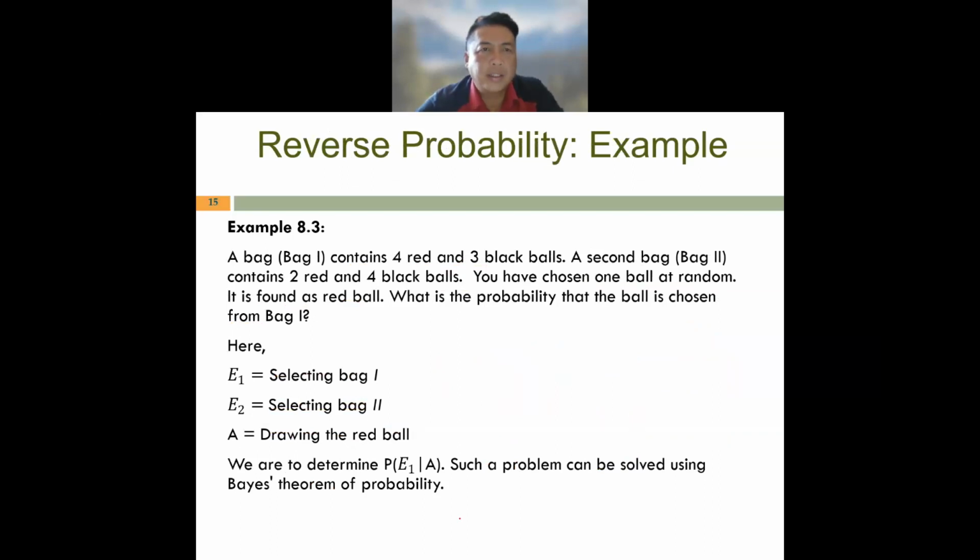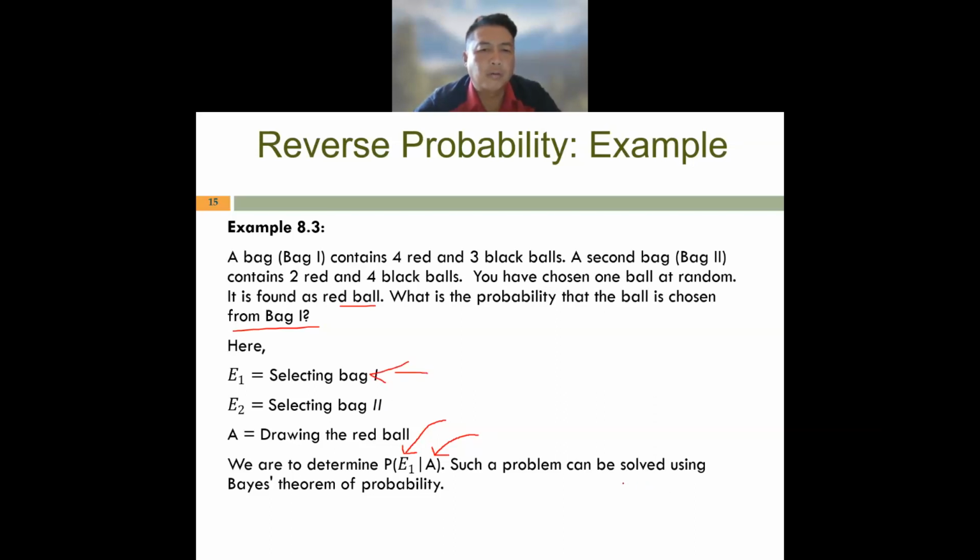There is another example, reverse probability. In this case, we have the same bag one and bag two. You have chosen one ball at random, and it is found that the ball is red. So what is the probability that the ball is chosen from bag one? So this is in reverse. Given that you have drawn the red ball, what is the probability that you selected bag one here?